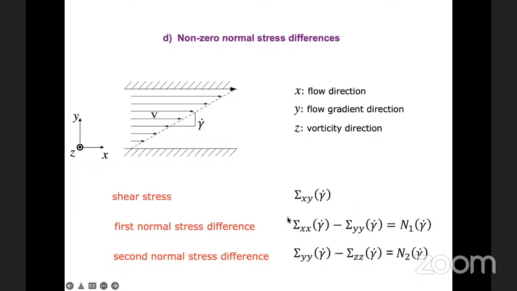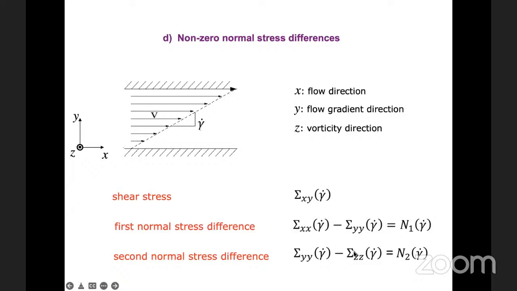So sigma XX is the force per unit area in the X direction across a plane that has its normal in the X direction. So the plane is arranged this way, its normal is in the X direction, and the force is in the X direction. That gives you sigma XX. Sigma YY is the force in the Y direction across a plane that is arranged this way and so has its normal in the Y direction. And the so-called first normal stress difference is then sigma XX minus sigma YY.